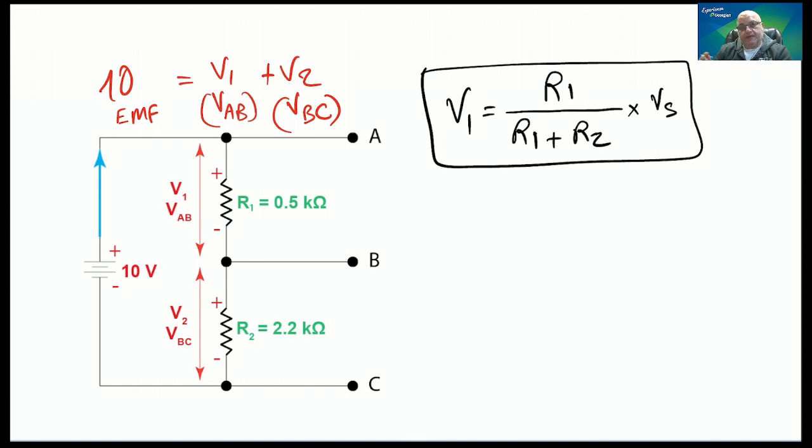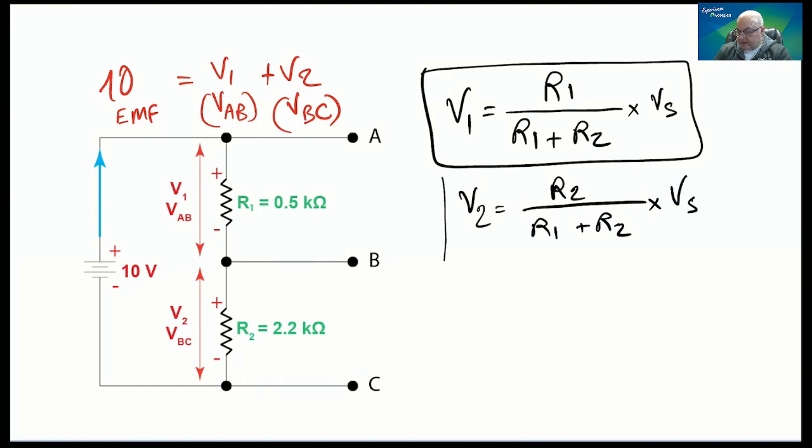In the same kind of cookie cutter formula, you can say V2 equals R2 over R1 plus R2 multiplied by Vs. And as you can see, there is a congruence: one here and one here, also two here and two here. So that's going to be the calculation of the voltage divider, basically taking a supply voltage across two resistors and then dividing it into two different voltages, V1 and V2.